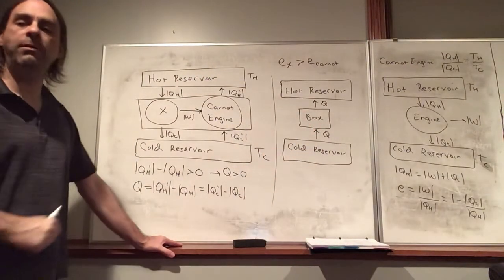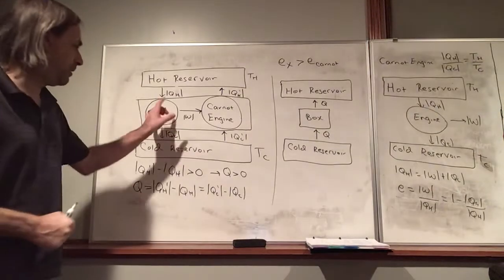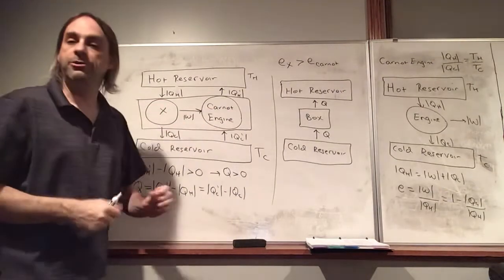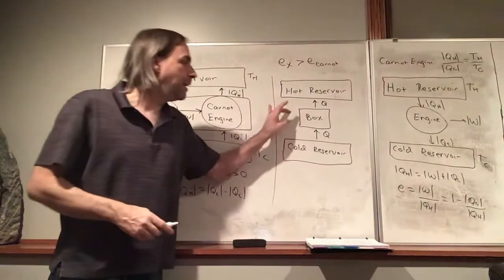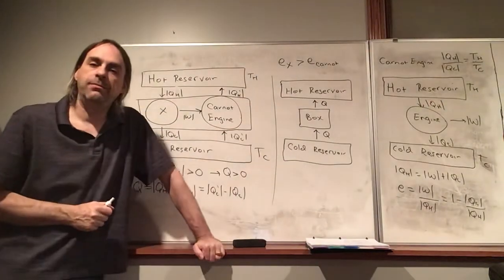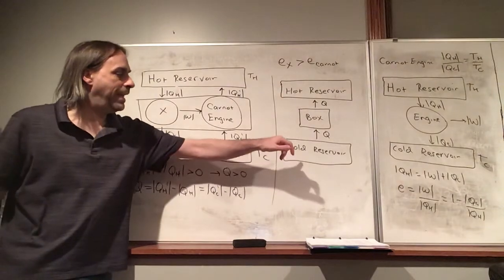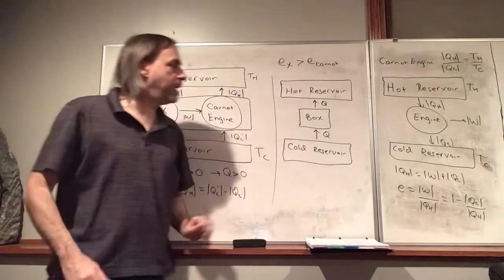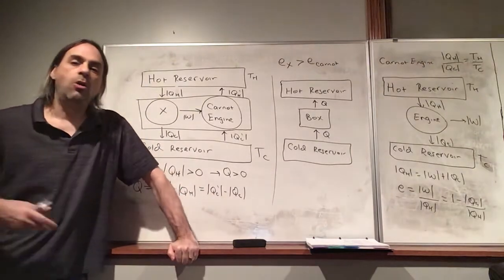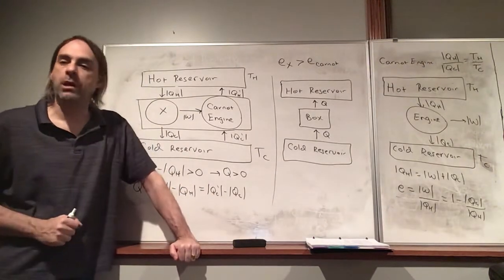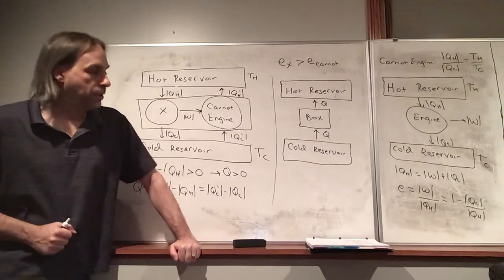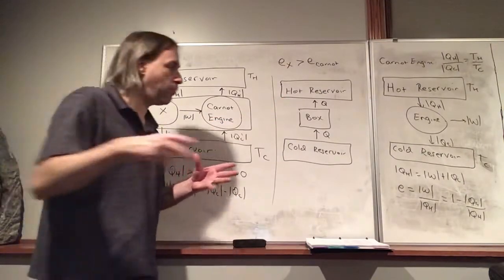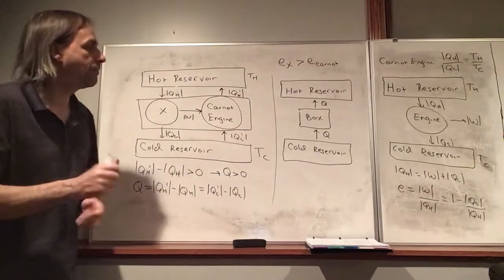So basically what we've done by building this engine X, hooking it up with a Carnot engine and putting it in a box, is we've created a device that is taking heat out of a cold reservoir and just moving it directly into a hot reservoir without any external work being done. So again, we just have this box here. We're not putting any input of work into it.